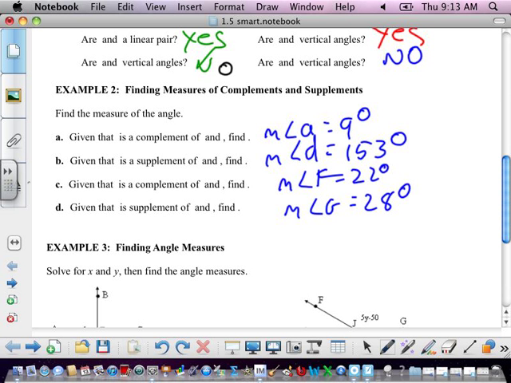Okay, before I go on, is anybody confused how I'm figuring those out? I'm either subtracting, if it's supplementary, I'm taking 180 and subtracting from it. If it's complementary, I'm taking 90 and subtracting from it.